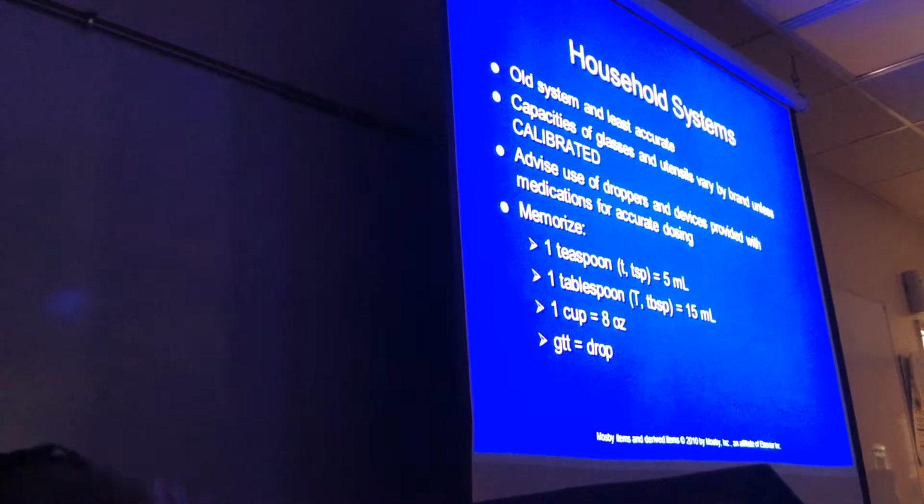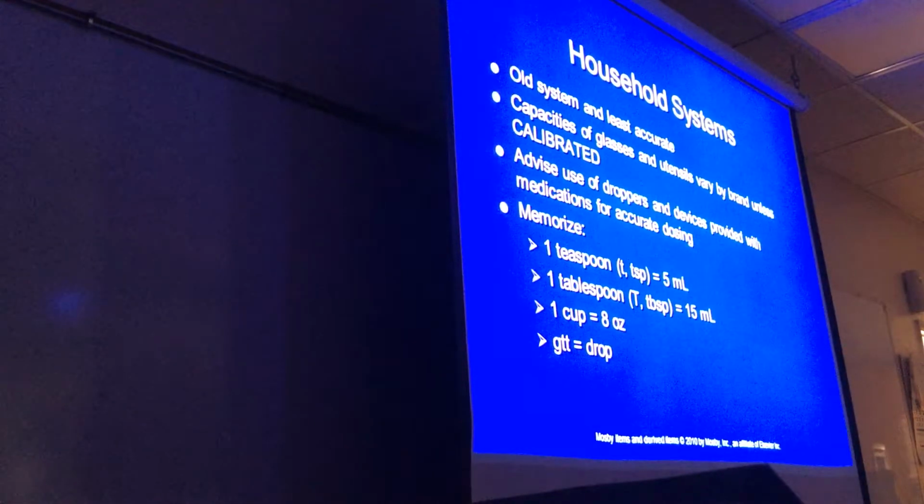So just remember these. These are the basic unit conversions. 1 teaspoon is 5 mLs. This is on your conversion chart. 1 tablespoon is 15 mLs. 1 cup is 8 ounces, and GTT is equal to a drop. Those are the usual units of measure that you'll see in comparison.